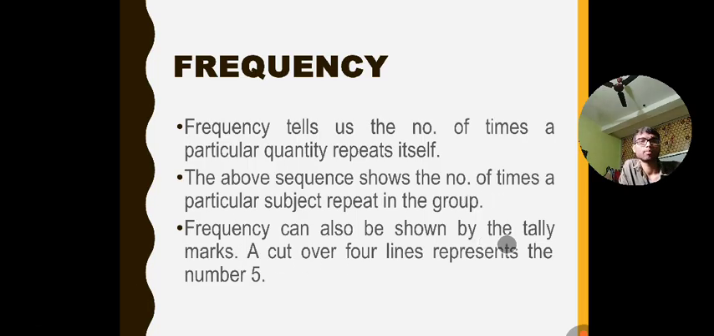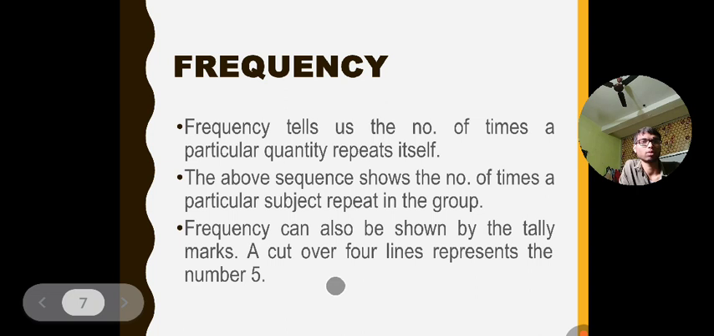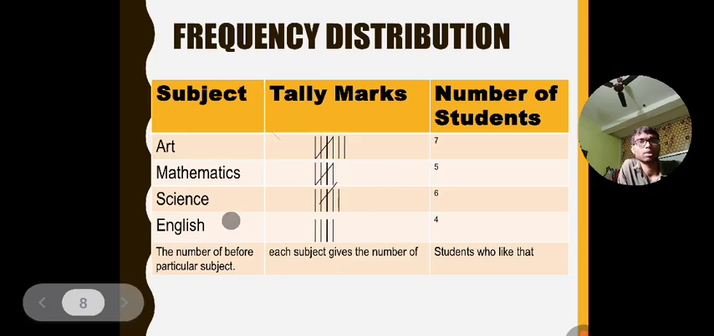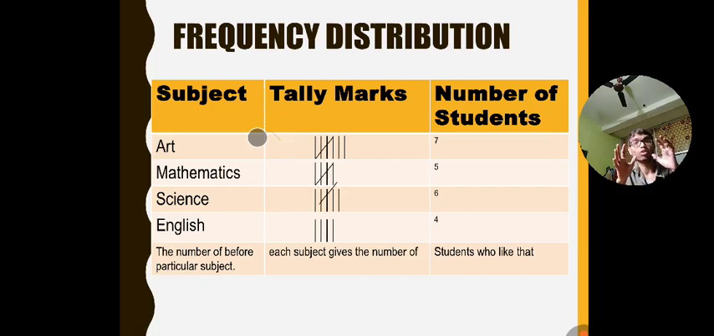Frequency can also be shown by tally marks. A cut over four lines represents the number five. How does a tally look? Like that, 1, 2, 3, 4, and over this one slash, this is 5. We will say tally marks, don't worry. So finally this is organized data, this is grouped data. It is looking very readable with the visuals applied.